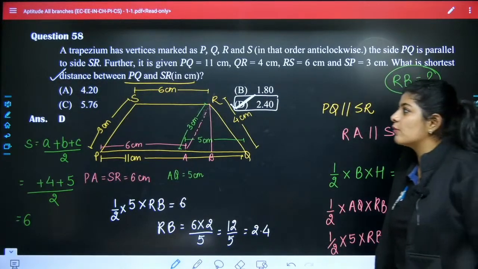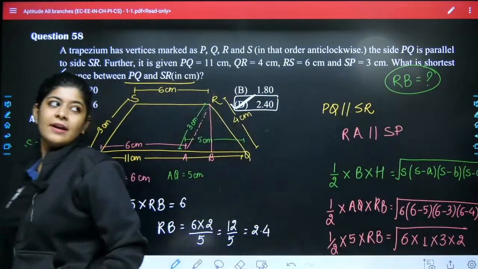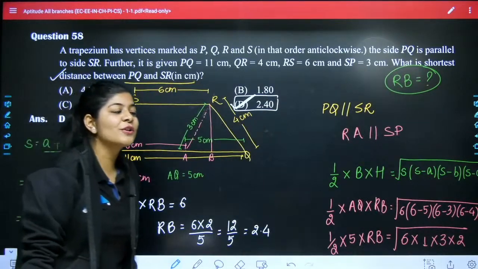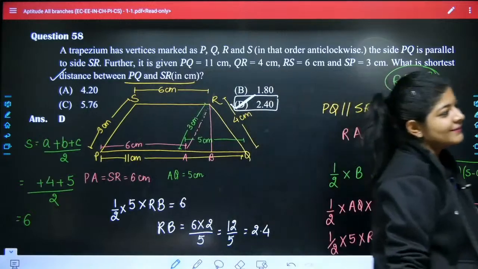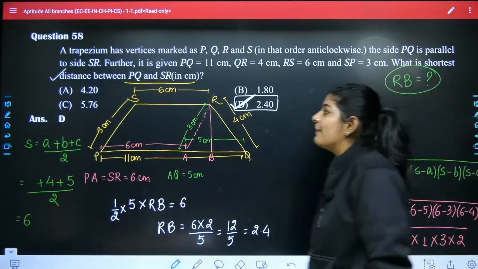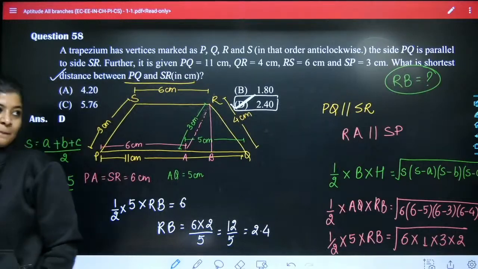This is a very easy question asked from mensuration, right? Praveen, this is a question from mensuration, not geometry, right?